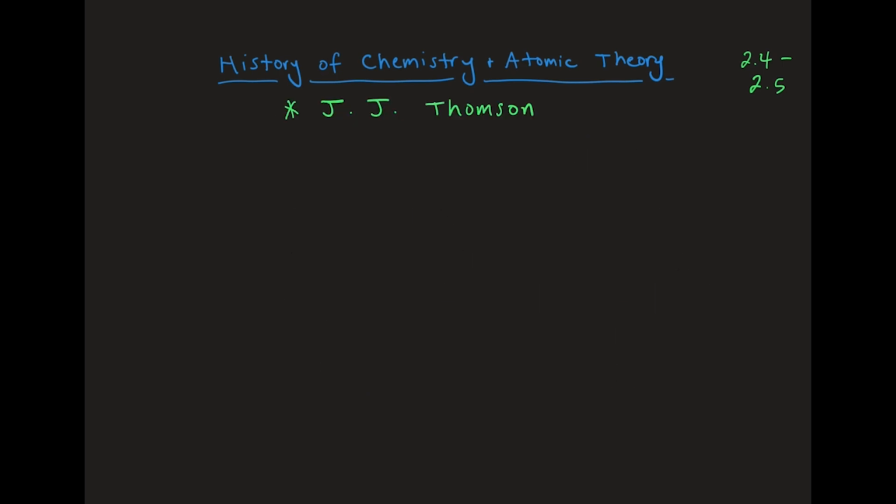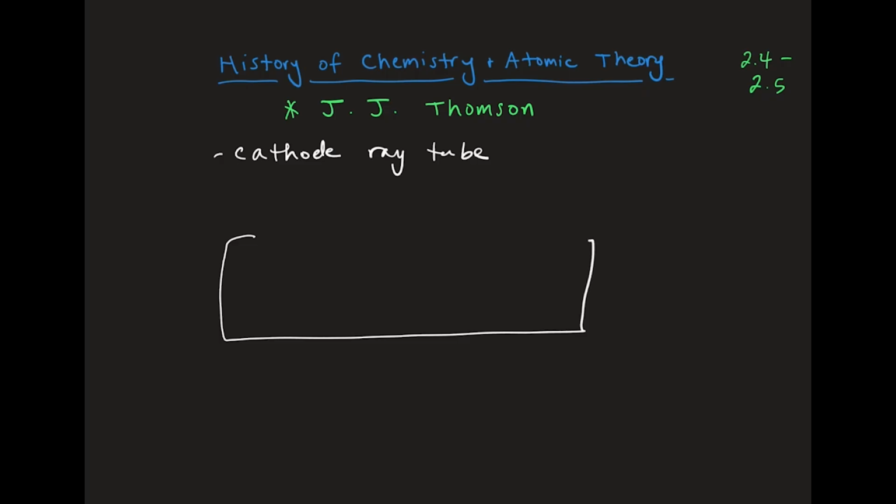The first of these experiments was conducted by English physicist J.J. Thomson. He created a device known as the cathode ray tube. His device consisted of an evacuated tube with very low internal pressure and a metal electrode at either end. One negative, called the cathode, and one positive, called the anode.